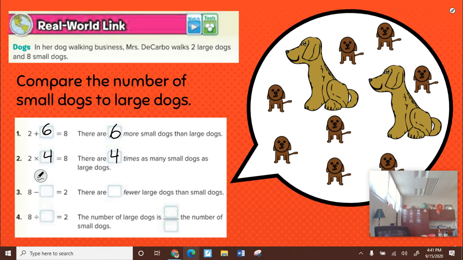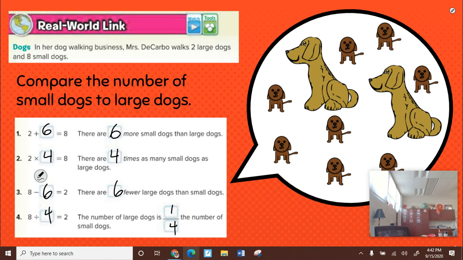Down here, we got 8 minus blank equals 2, which is going to be 8 minus 6 equals 2, because that means that there are 6 fewer large dogs than small dogs. And then lastly, we have 8 divided. So we're using all of our operations here. 8 divided by 4 is going to give us 2. So the number of large dogs is 1/4 of the number of small dogs.